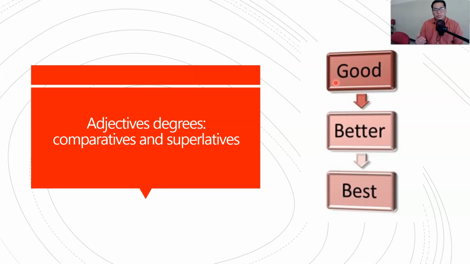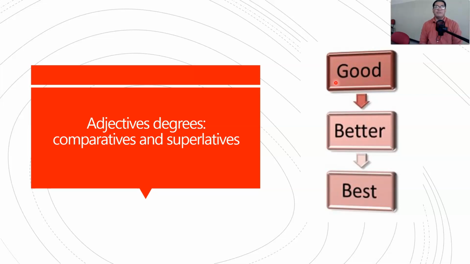To show that two elements or two groups of elements, and when I talk about elements, I refer to people, to objects, to places, etc., right? When these two elements have a quality, but I want to show that one element possesses the quality in a more marked manner than the other one, then I am going to use the comparative degree.